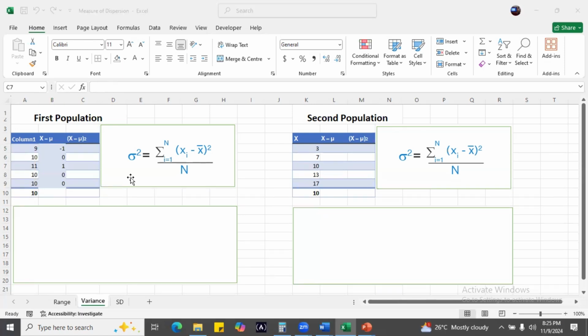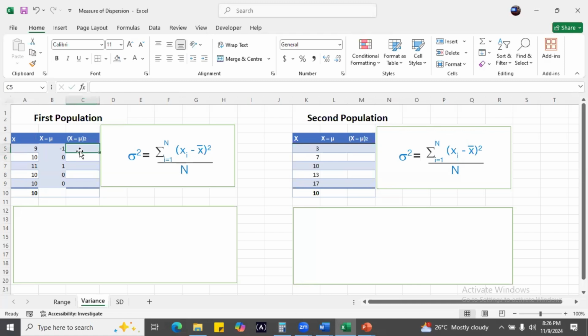Okay, so now what we need to do is just to fill this up. All right, so what we had done here was to calculate the mean, right? And then subtract our numbers from our mean. And if you look at this, 9 minus 10 will give us -1. 10 minus 10 is 0. And that is how it went down.